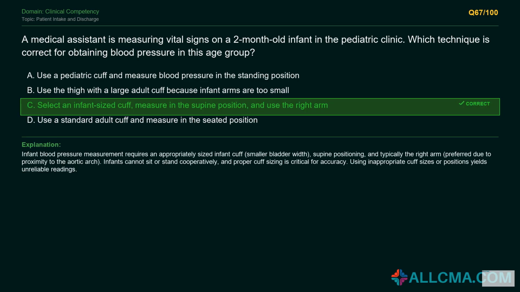The correct answer is C. Infant blood pressure measurement requires an appropriately sized infant cuff, smaller bladder width, supine positioning, and typically the right arm, preferred due to proximity to the aortic arch. Infants cannot sit or stand cooperatively, and proper cuff sizing is critical for accuracy. Using inappropriate cuff sizes or positions yields unreliable readings.